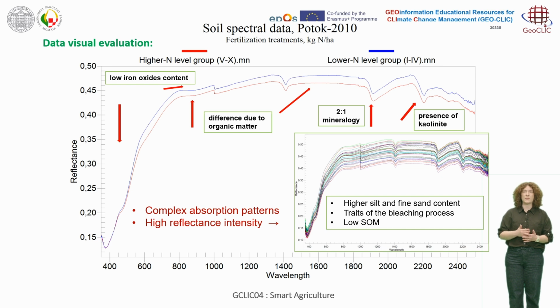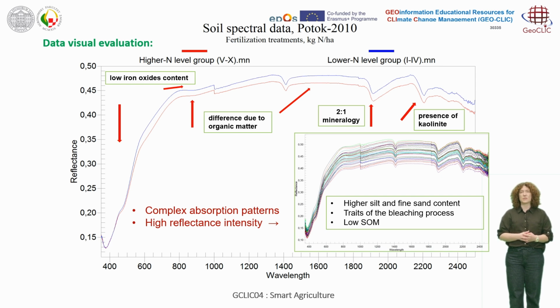For example, in the visible part of the spectra, there are less pronounced concave absorption features for iron oxide content, because this is district stagnosoil and it contains less iron oxide. Stagnosoil has a higher silt and fine sand content, and it has a trace of the bleaching process because of the water stagnation in the upper part. Because of that, the soil is a lighter brown color, and naturally it has a lower organic matter content.